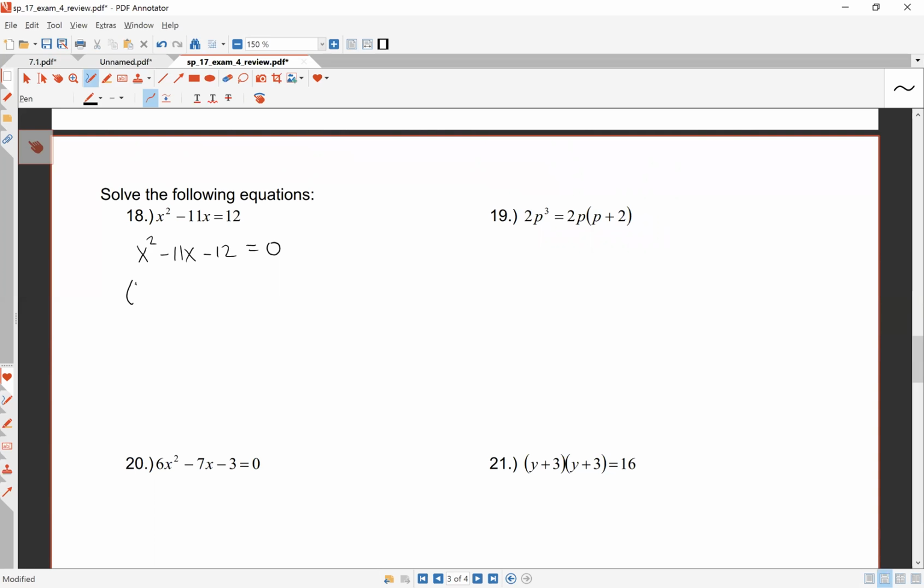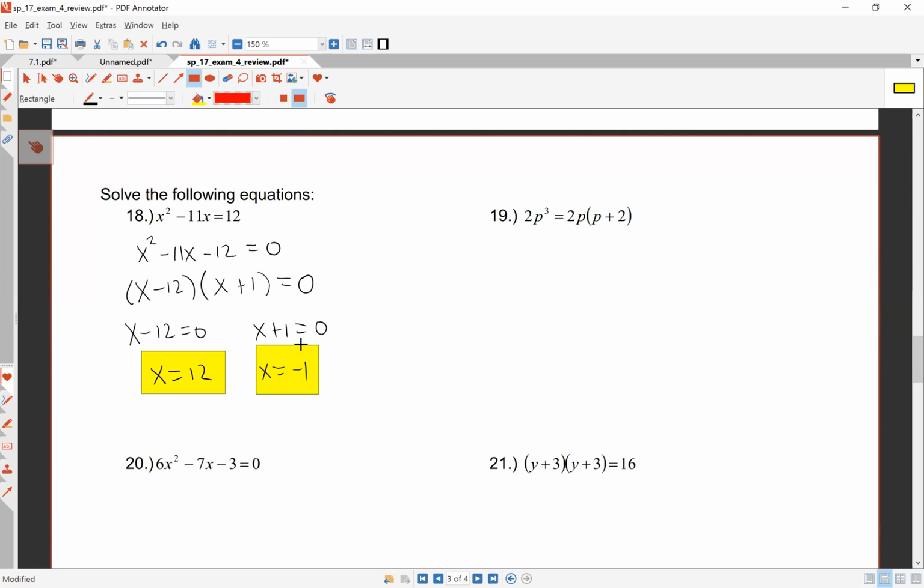x minus 12 and x plus 1. Now the zero product property takes over. The first factor, x minus 12, is 0. The second factor, x plus 1, is 0. This gives me x equals 12. This gives me x equals negative 1. This is when we get to say x equals, because it says solve instead of factoring.